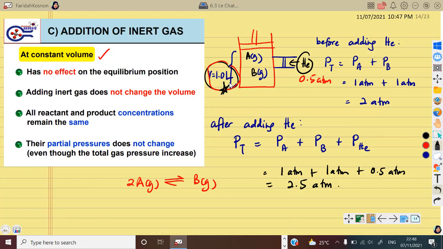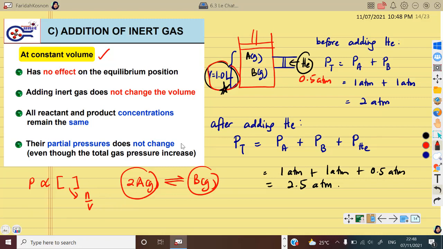Tapi disebabkan volume bekas tidak berubah, maksudnya sekarang concentration of reactants and product, kita fokus pada A dengan B, remain the same. Sebab apa? Tadi saya kata pressure is directly proportional to the concentration. You tengok concentration ni sama dengan apa? Mole bagi volume kan? Jadi maksudnya sekarang volume bekas itu remain constant. Jadi concentration reactants and product remain the same.